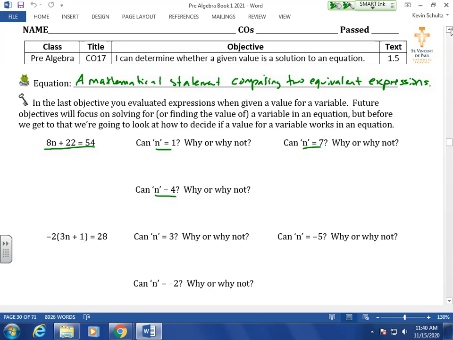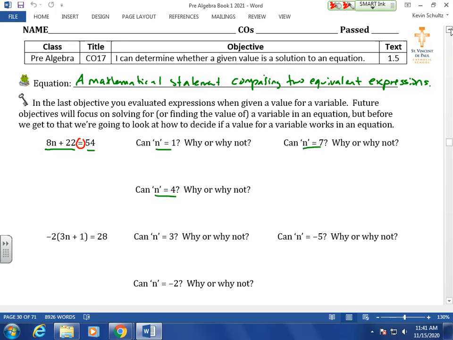So what I mean by that is, 8n plus 22, that in itself is an expression. It's got two terms, right? It's got a coefficient, it's got a variable, it's got a constant. 8n plus 22 is an expression. 54 is also an expression. It only has one term, just a constant, but it is a mathematical statement. It is an expression. By comparing those 2 expressions with the equal sign, we are saying that 8n plus 22 is the same as 54. What is on the left side, 8n plus 22, is the same as what's on the right side, 54.